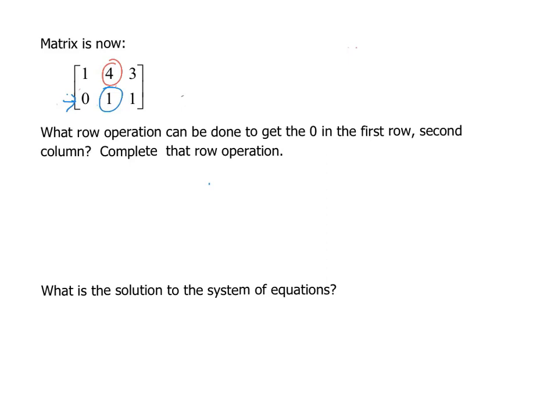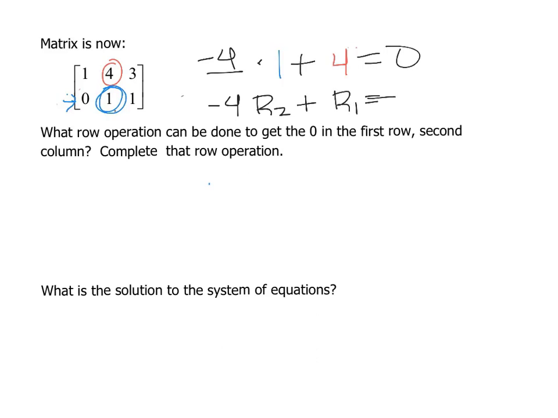So I'm going to ask myself, what would I have to multiply this 1 here by so that when I add it to this 4, I get 0? Well, I would need to multiply by -4. So the row operation I'm going to need to do is -4 times row 2, because that's where I have my 1, add that to row 1, and put that new row in row 1.